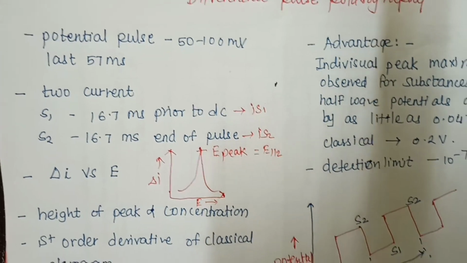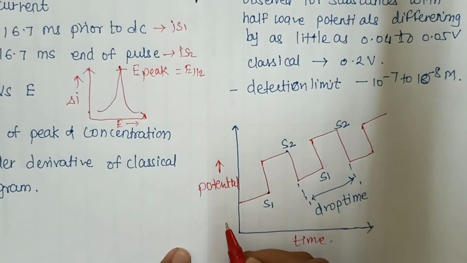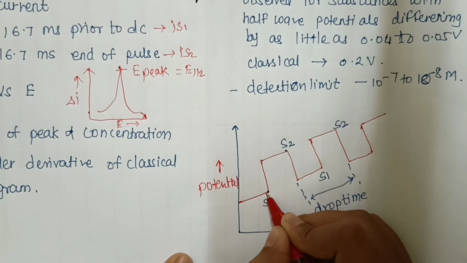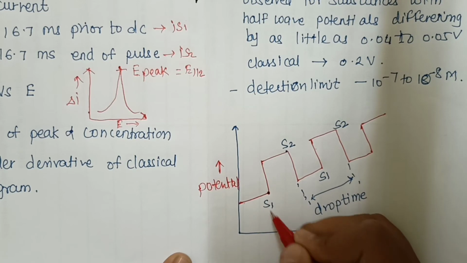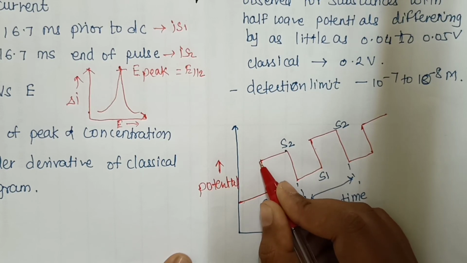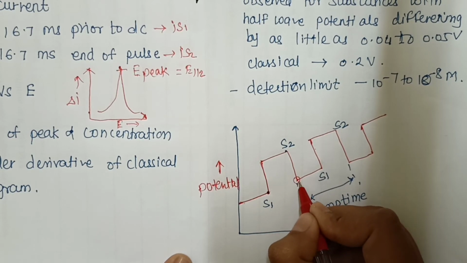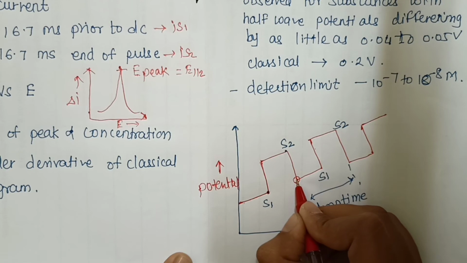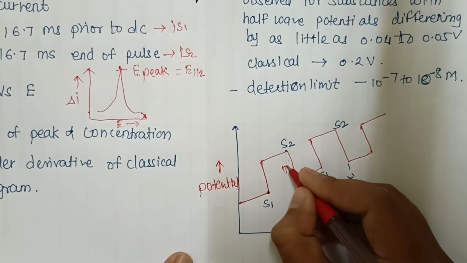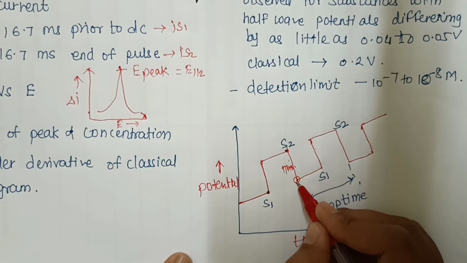So first we'll see a graph, showing how the two currents are measured. The graph is plotted as potential versus time. First, after 17 milliseconds, the first current is measured at S1, that is IS1. Then after some time, before the mercury drop detaches, 17 milliseconds before, the current is measured at S2, and the mercury drop detaches here.